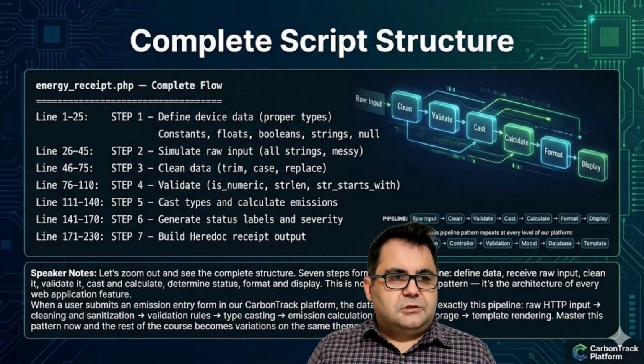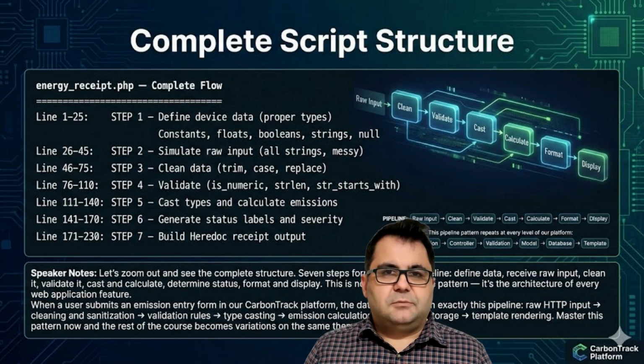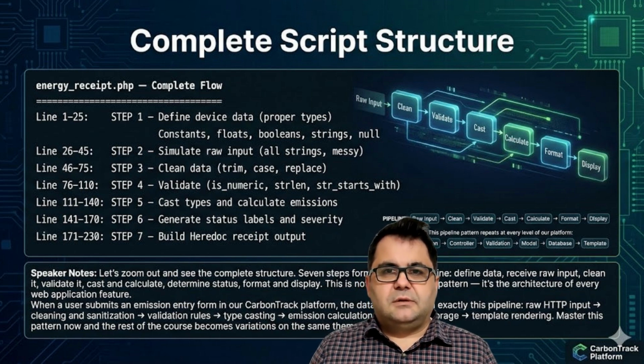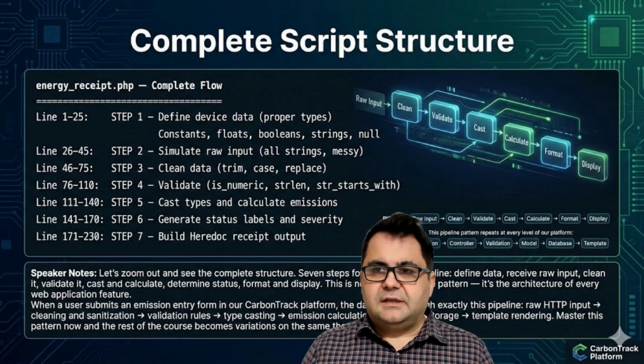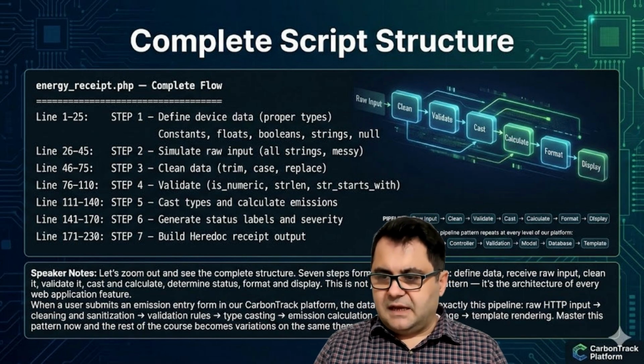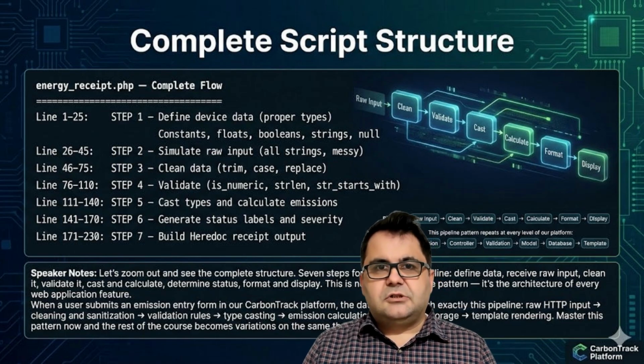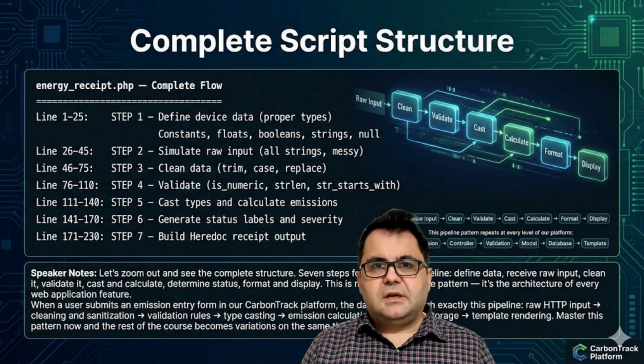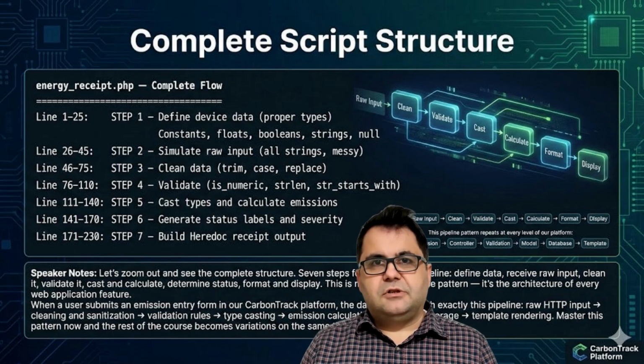Let's zoom out and see the complete structure. 7 steps forming a clear pipeline. Define data, receive raw input, clean it, validate it, cast and calculate, determine status, format, and display. This is not just an exercise pattern, it's the architecture of every web application feature.